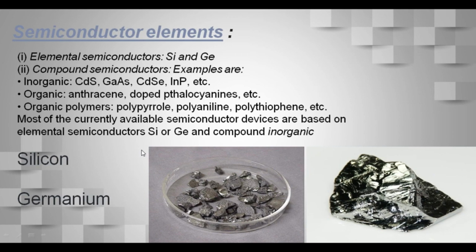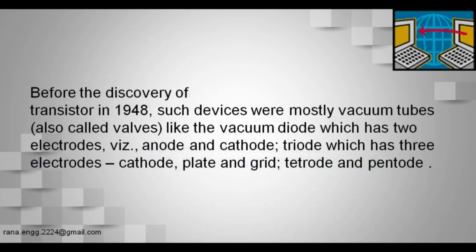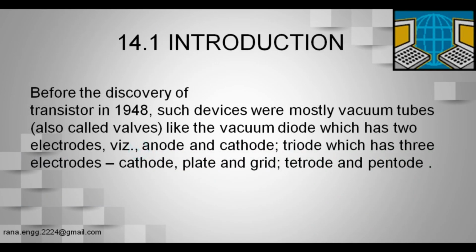The very first thing you have to remember throughout this subject is that silicon has 14 as atomic number and germanium has 32 as its atomic number. This is very important. Both of them have 4 valence electrons in their outermost shell.